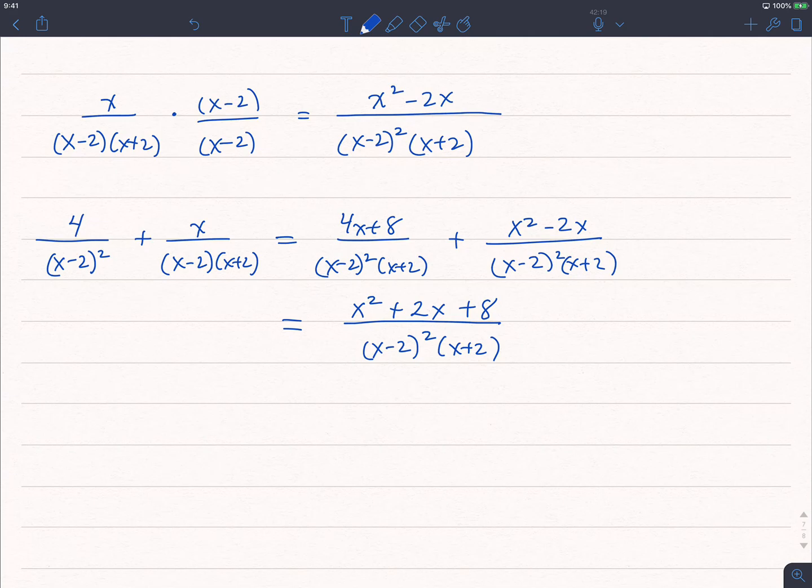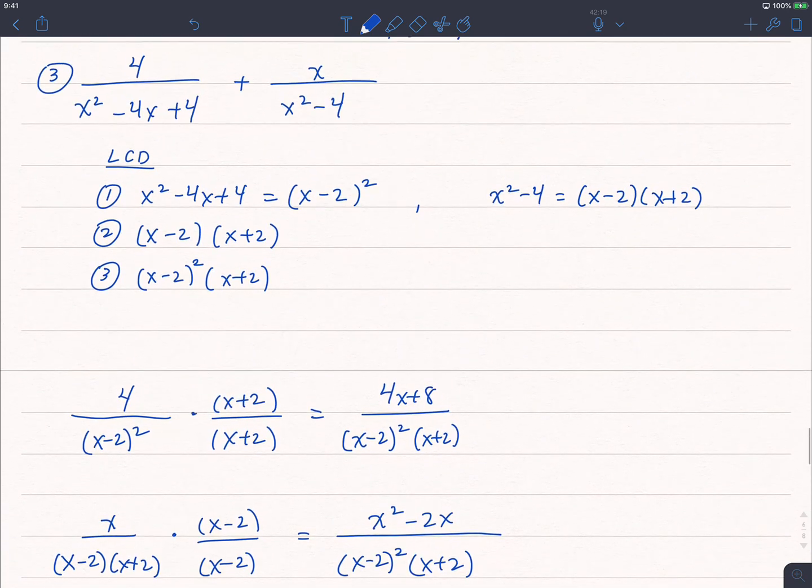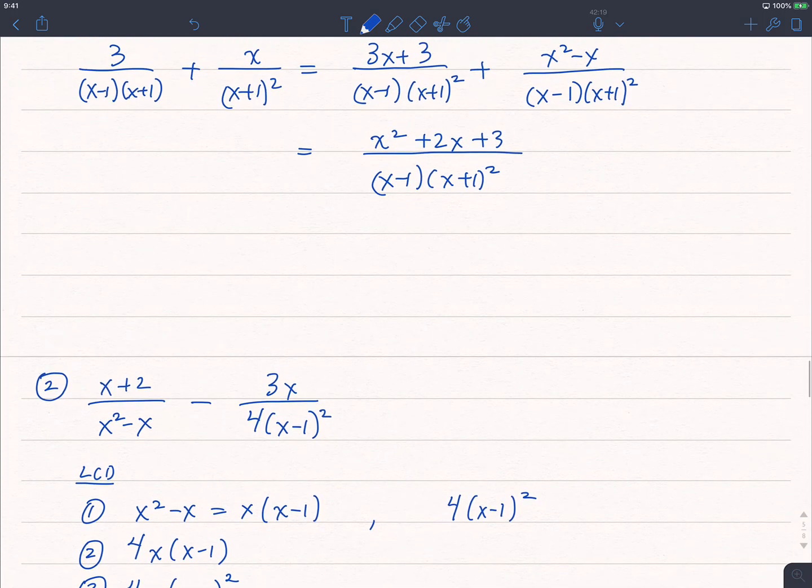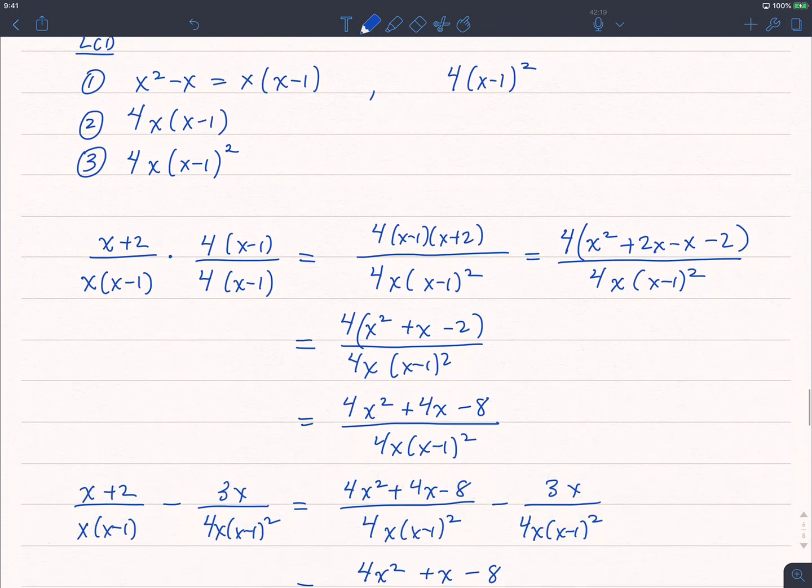Always check at the end of adding and subtracting rational expressions. When you get to the end, see if you can factor the numerator, because sometimes you can, and you can cancel with one of the factors in the denominator. You can simplify it even more. Okay. So that completes section P5.